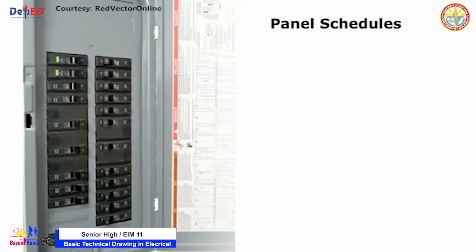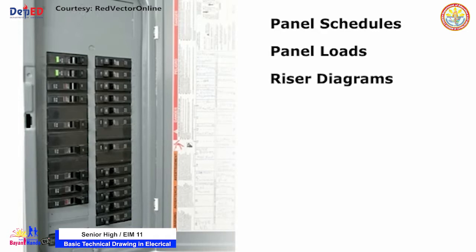Panel schedules are prepared that list all of the circuits for each panel, including those for emergency equipment. Panel loads are computed that show how much power is circuited through that panel. The engineer prepares riser diagrams that show how wiring is run vertically and designs the panels, switchboards, and service equipment.